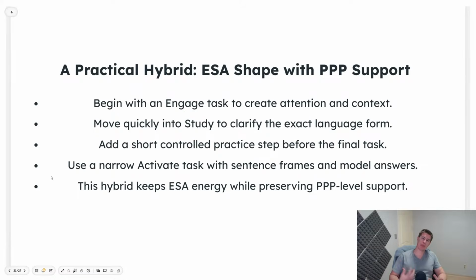Okay, so why not use a hybrid? The way that we're teaching, most of us are doing some kind of hybrid form where we use these ideas within our teaching. So you could begin with an engage task to create attention and context, move into study to clarify exact language support, add a short controlled practice before the final step, or use a narrow activation task with sentence frames and model answers. It keeps the energy, but it also helps with the PPP support.